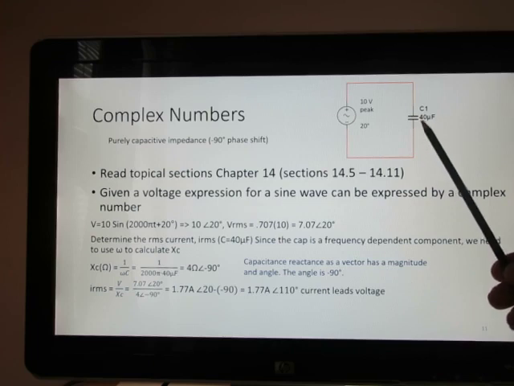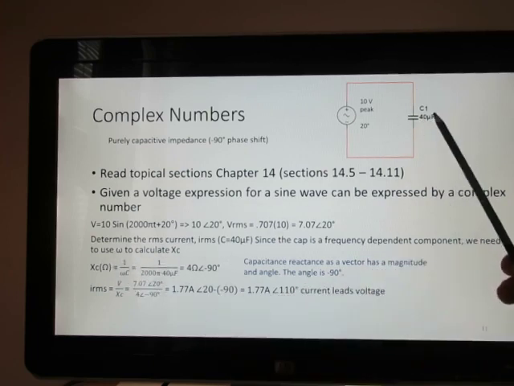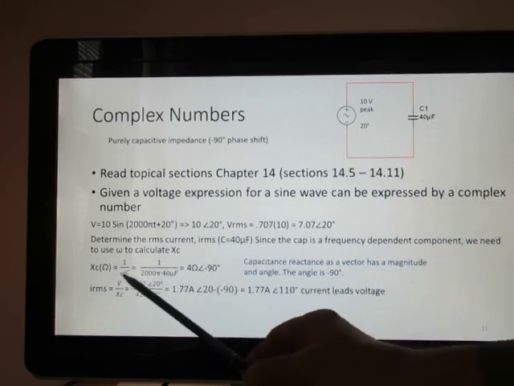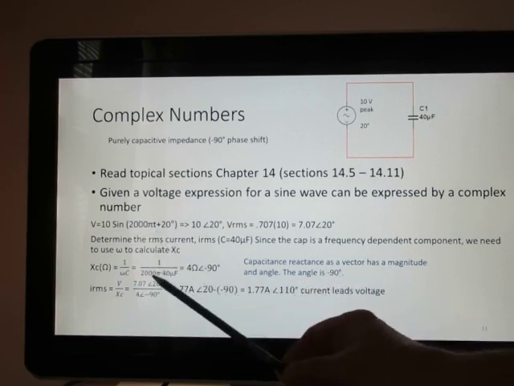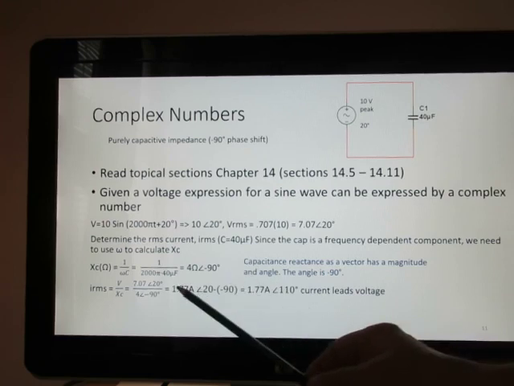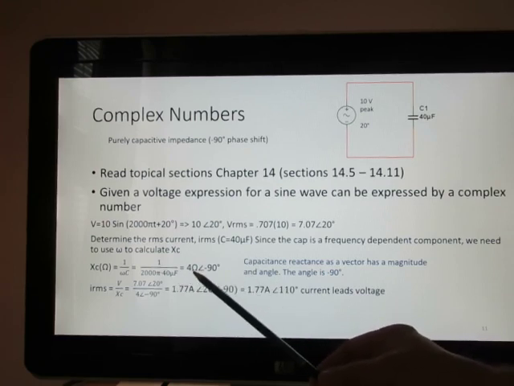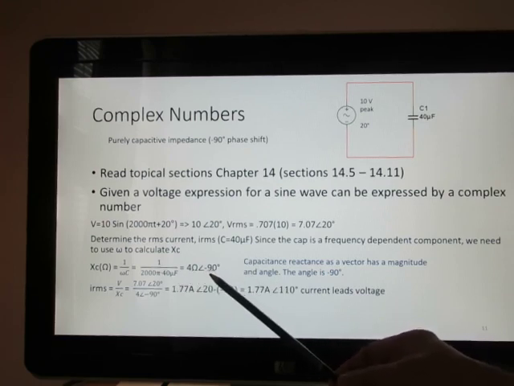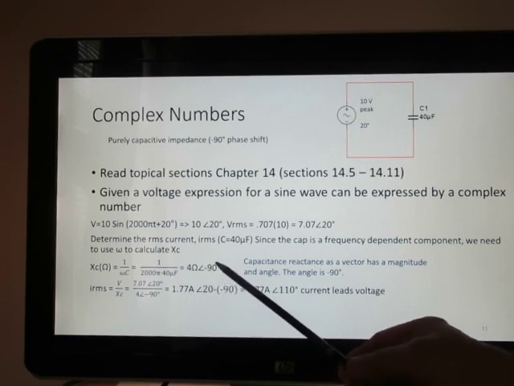Now I want to determine what my X sub C is. And so I'll use 1 over the angular velocity times the capacitance. Here's the angular velocity, 2000 pi, times the value of 400 microfarad. And I get 4 ohms at minus 90 degrees. The capacitor is at minus 90 degrees.